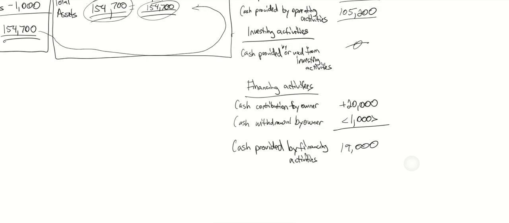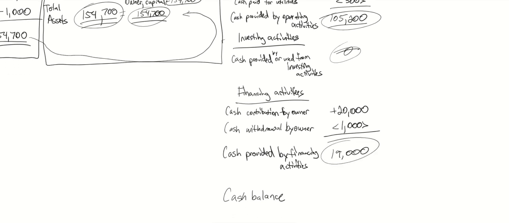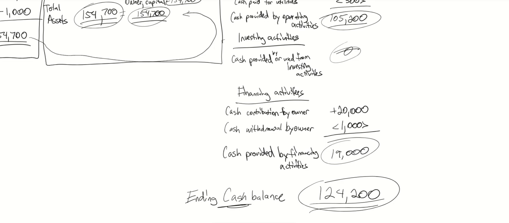So if we take the cash balance given the operating and investing activity sections, operating activities comes out to $105,200. Investing activities is 0. And then we have $19,000 for financing activities. So we take $105,200 and add the $19,000. That comes out to $124,200, which is our ending capital balance. Sorry, not capital, cash. This is our ending cash balance.